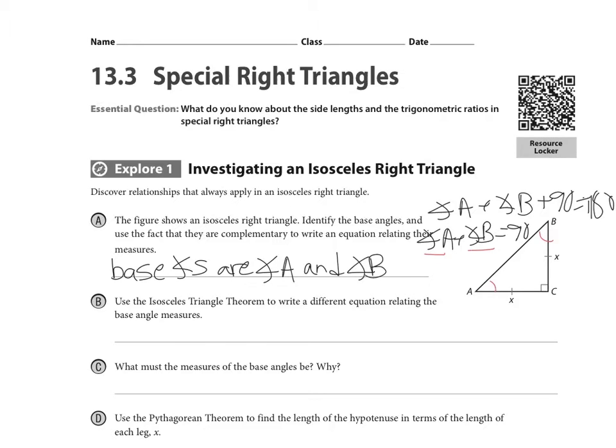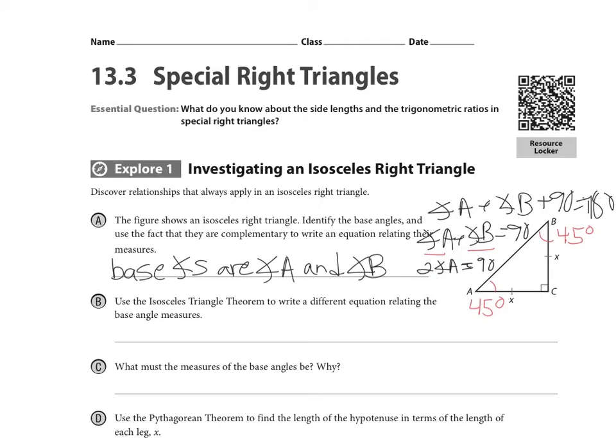So essentially we could do a quick substitution here, and we could say 2 angle A's, if you wanted to, or 2 angle B's would equal 90 degrees. And so as soon as we know that that is true, we know that each of the base angles themselves are 45 degrees by a quick division.